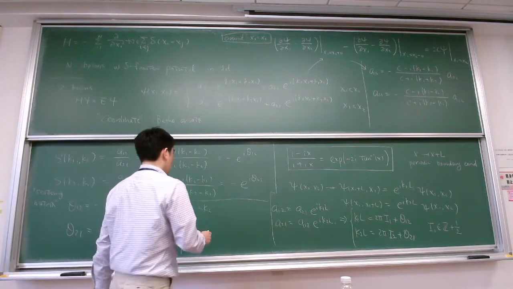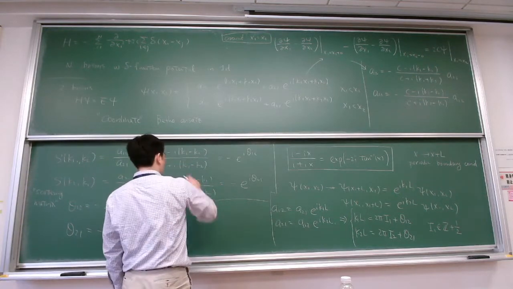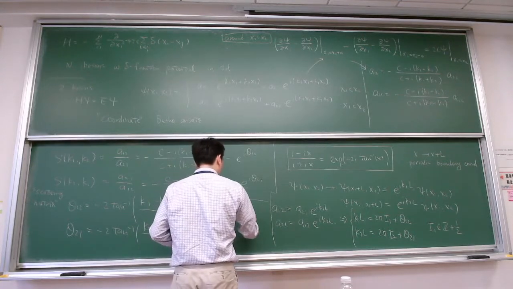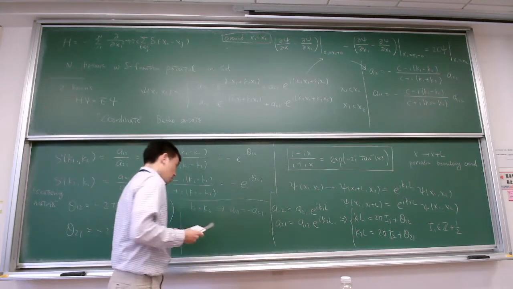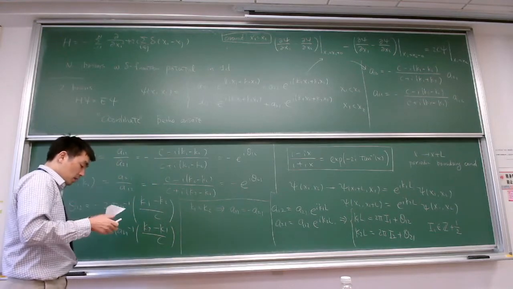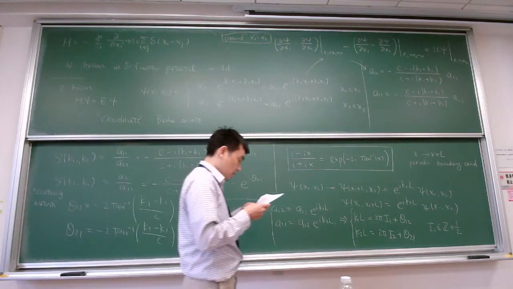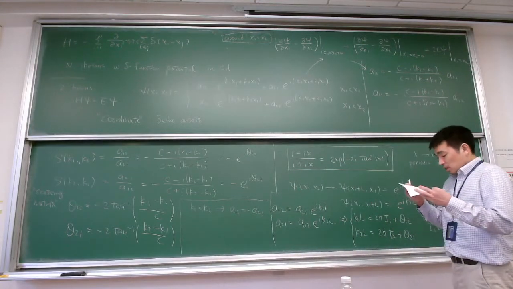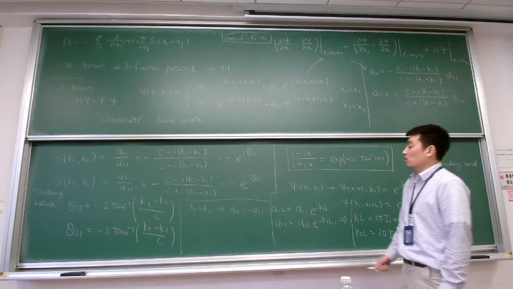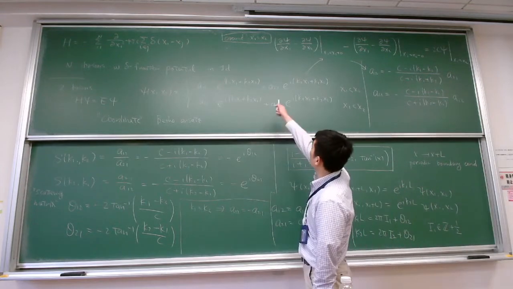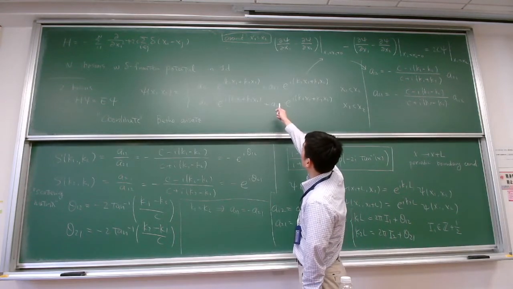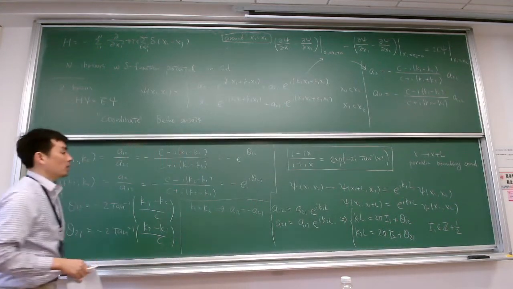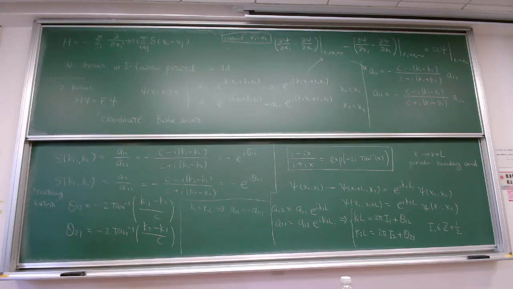So if you plug this one into this equation, you get A12 is equal to -A21. Okay, -A21. And if you plug A12 equal to -A21 into here, this will give you that the wave function vanishes everywhere. Okay.